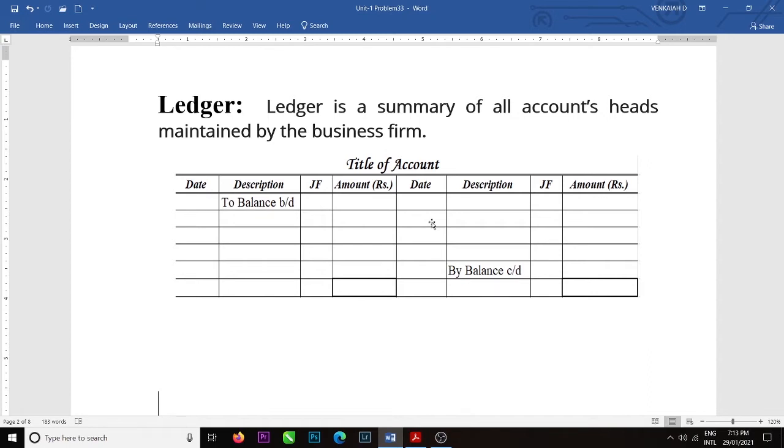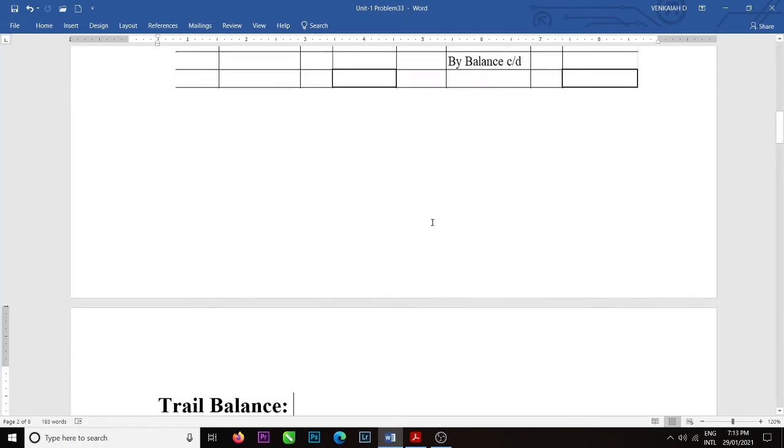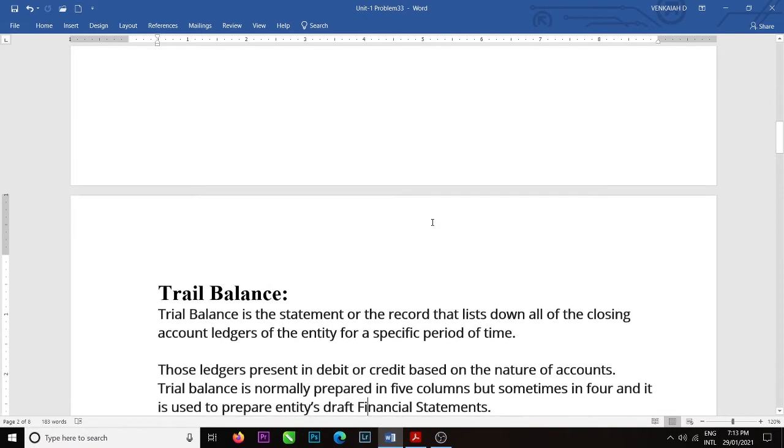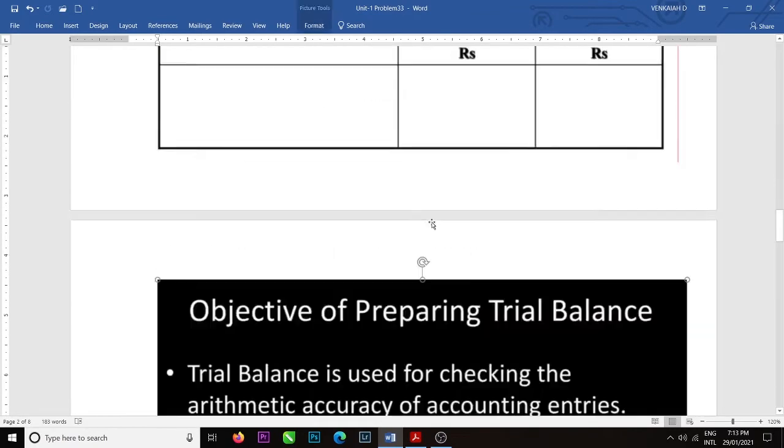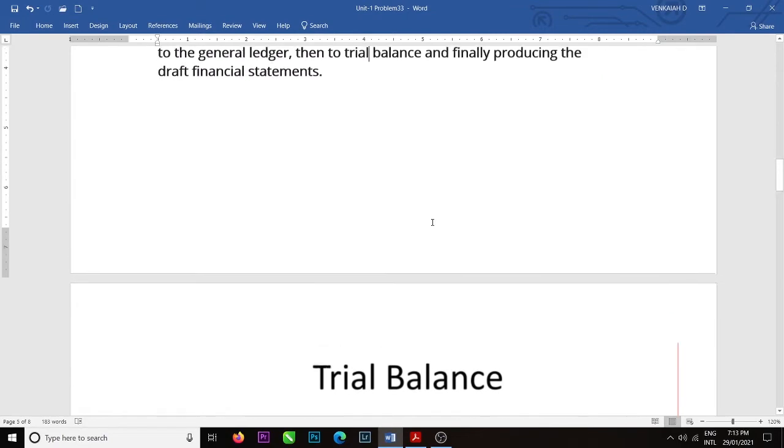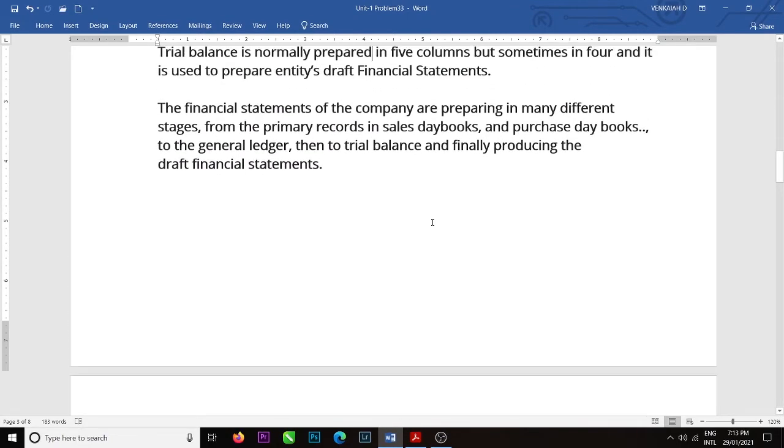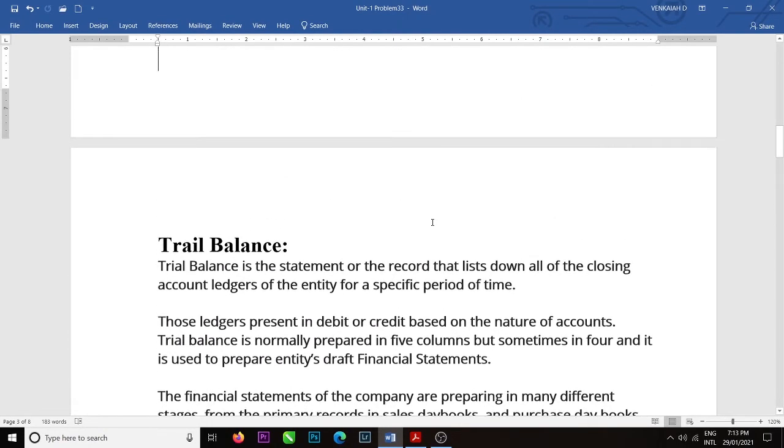Solkar account, Balaji account, Mr. Small account. Like that we prepared ledger accounts, and we balanced those ledger accounts also. These ledger balances are posted into the trial balance to know the arithmetic accuracy of double entry.